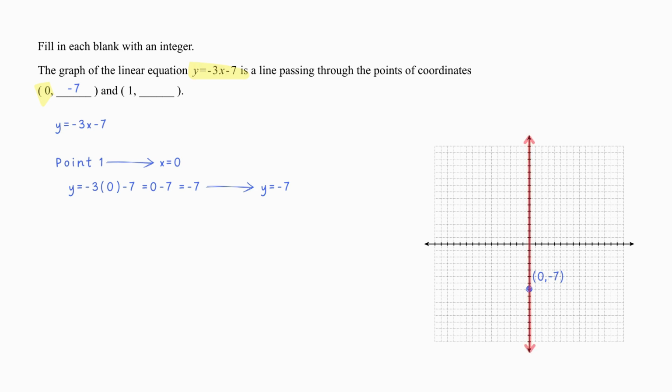Let's find the second point, where x equals 1. The question wants the point where the x-coordinate is 1. Substitute 1 for x. y equals negative 3 times 1 minus 7. We get y equals negative 10. So our second point is (1, negative 10).